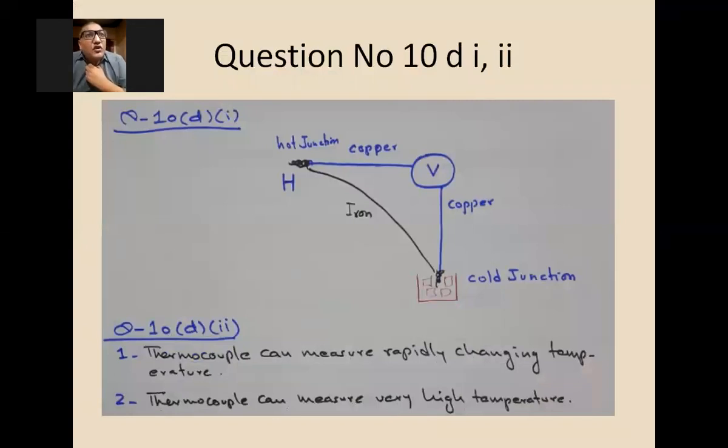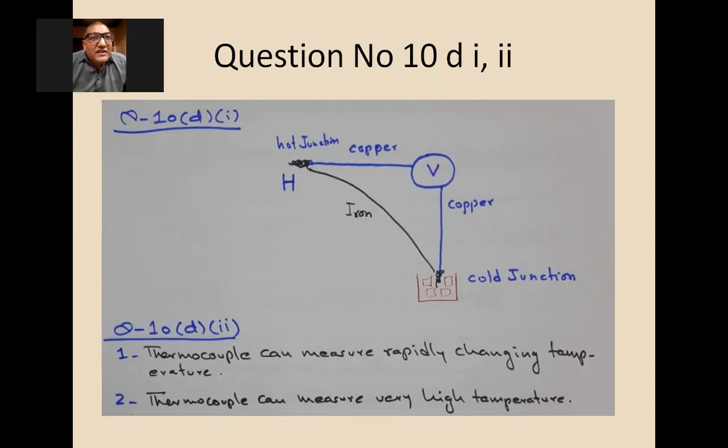So here I have shown a thermocouple. You can see we have 2 different metals. One wire is made of copper, and the other wire is made of iron. Here we have the junctions. This is the hot junction, this is the cold junction. The cold junction is always at 0 degrees centigrade. Theoretically, this is the basic principle of the thermocouple, and the hot junction will be put on the hot metal tip. So that's why I have written H here. Here we have a voltmeter, and this is the basic diagram of a thermocouple.